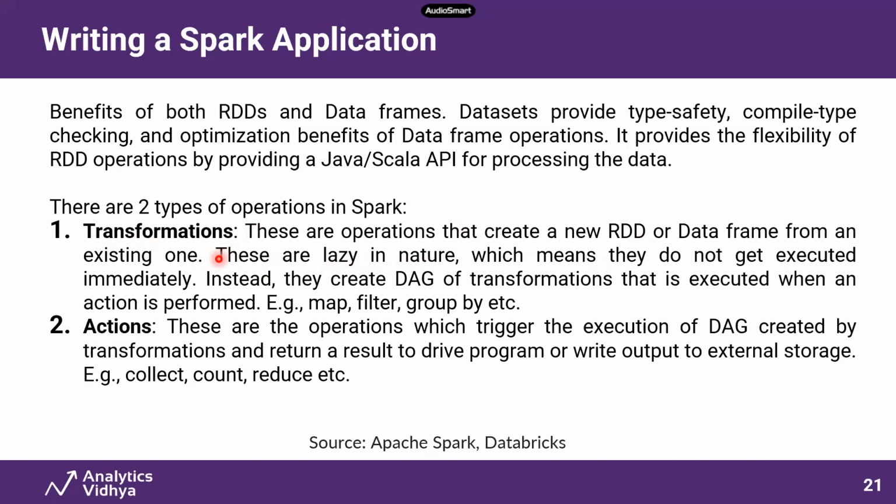We create a DAG. DAG is an acronym for directed acyclic graph. It creates a DAG of transformations that is executed whenever an action is performed. Some examples of transformations are map, filter, and group by, and these terminologies are mainly used in the RDD. Now talking about actions, these are the operations which trigger the execution of the DAG created by transformations, and also return a result to the driver program, and are also used to write the output to any external storage. Some examples of actions include collect, count, and reduce.